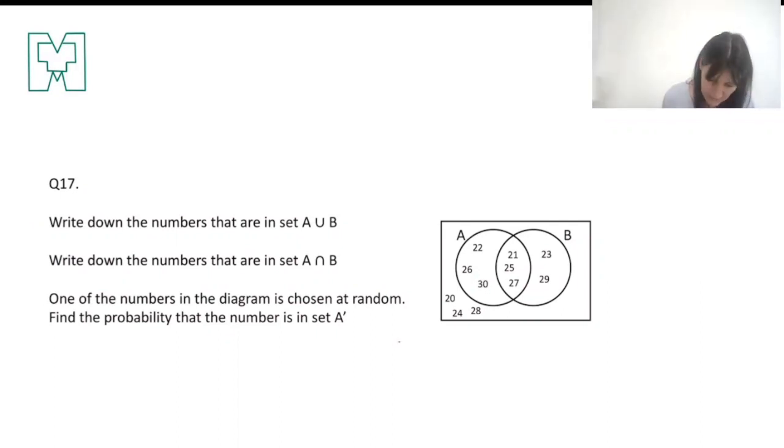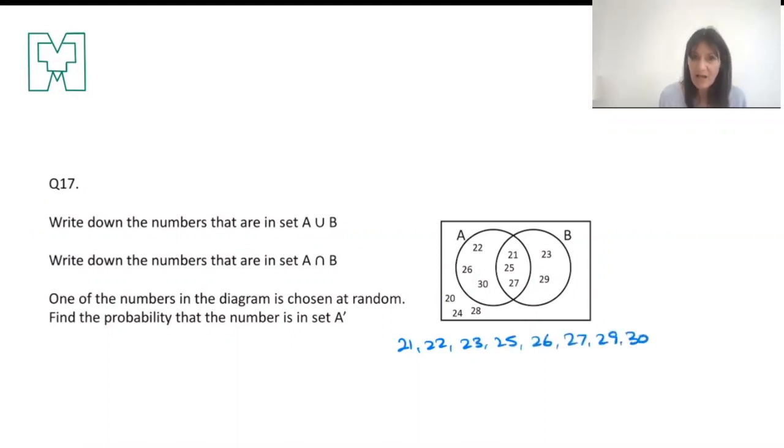So we've got 21, 22, 23, 25, 26, 27, 29, and 30. They don't have to be in numerical order, but I think it's quite nice to do that. And then we had to list A and B. Okay, so that's the middle section, 21, 25, 27.